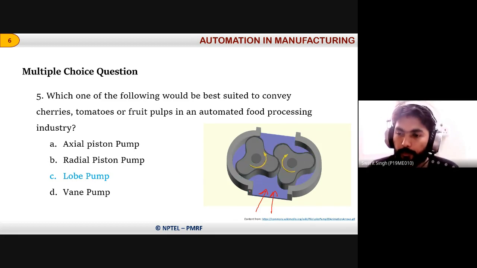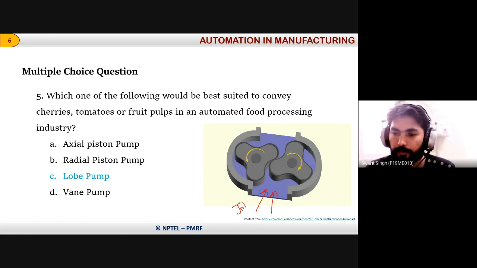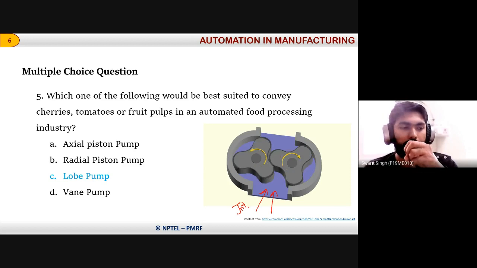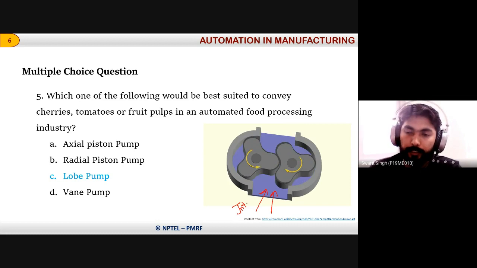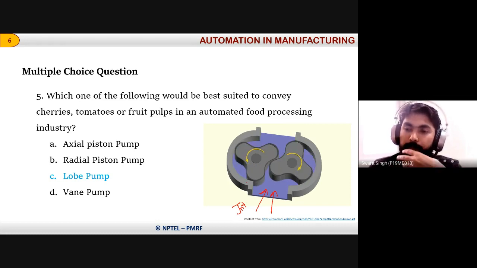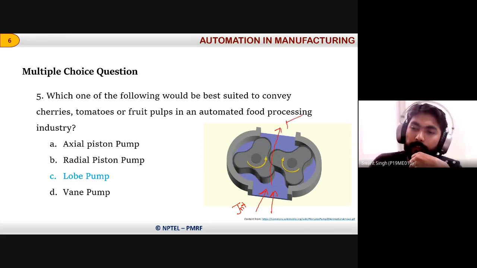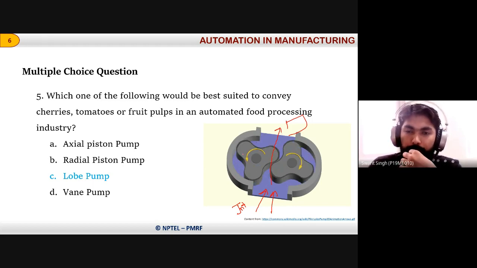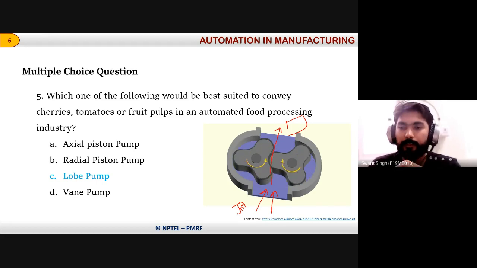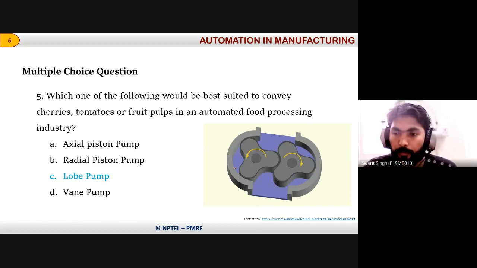So we are talking about the lobe pump. This is the inlet point, from where we give the input as raw fruits or raw vegetables. Then after mixing, the juicing action happens, and from here you get the juice or pulp, whatever you want. These kinds of pumps are used in processing food, also in automated industry. So these pumps are known as lobe pumps.